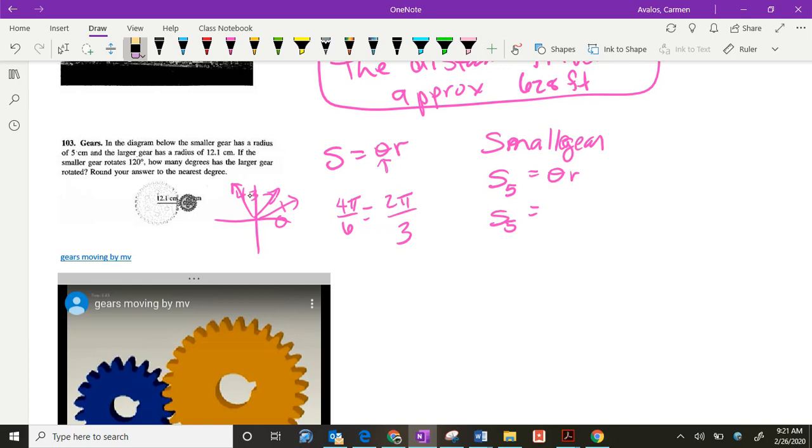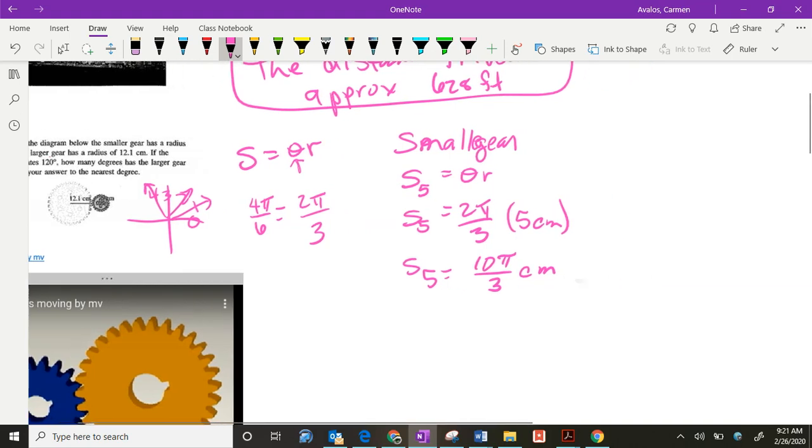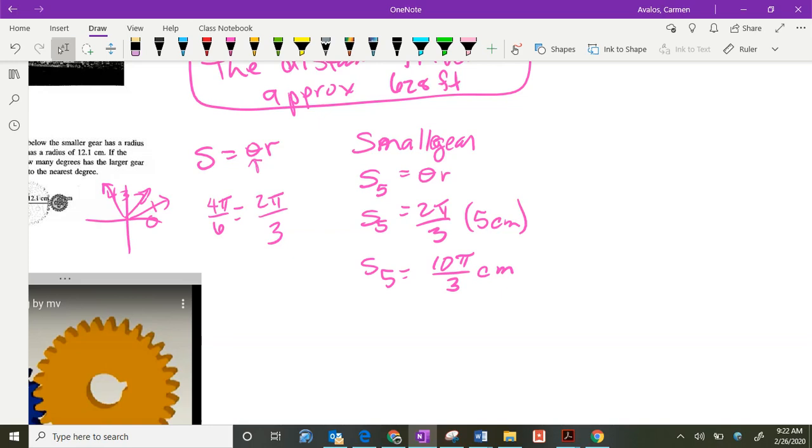Oops, 2 pi over 3. And when we calculated, that's going to be times 5 centimeters. And so we are going to have this to be 10 pi over 3 centimeters. So that is the length of the small one. So that's the arc length that that one's making.